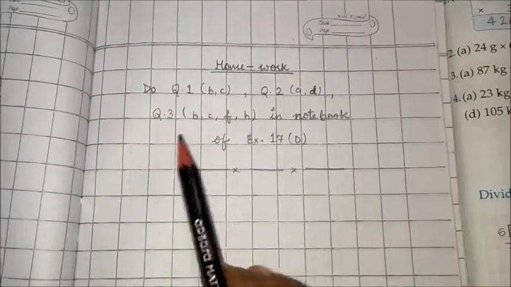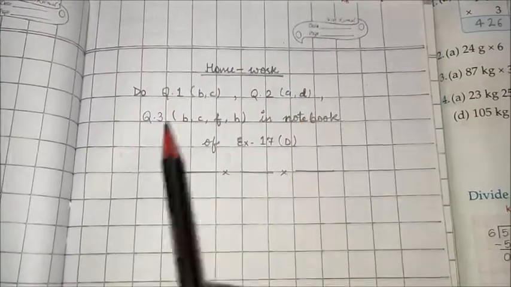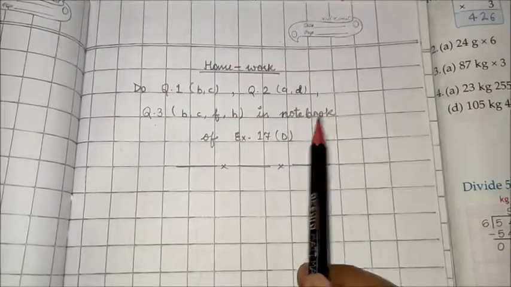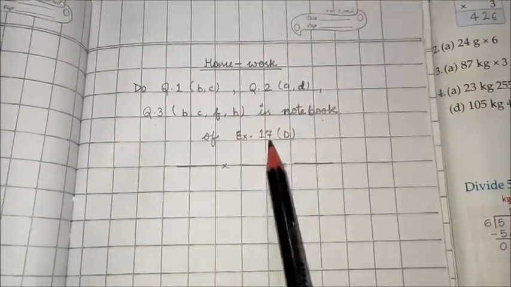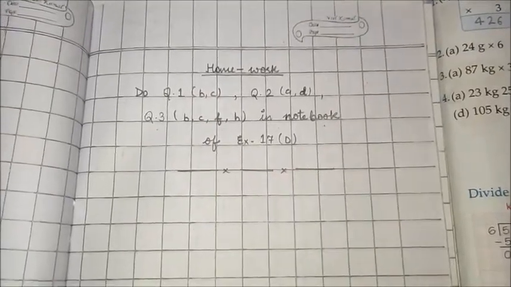So children, this is your homework. Do question number 1 B and C part, question number 2 A and D part, question number 3 B, C, F, H part in your notebook. जैसा मैम ने आपको करवाया है आप बिल्कुल वैसे ही आप अपनी नोटबुक में करेंगे. ओके, ऑफ एक्सरसाइज 17D. थैंक यू.